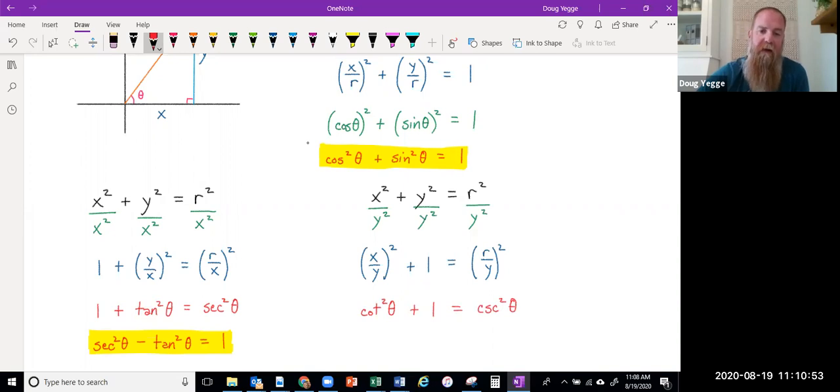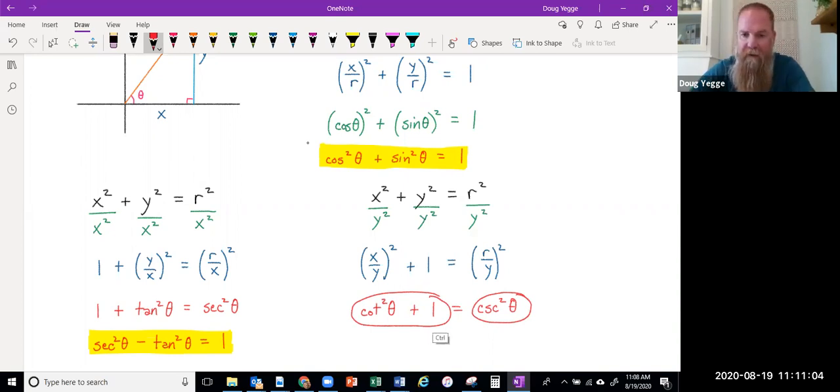So that's another Pythagorean identity. Cosecant squared theta can be replaced with cotangent squared theta plus 1. There's lots of ways to convert these, by the way. Okay, so make sure that you're recognizing all the different ways that these can be written.